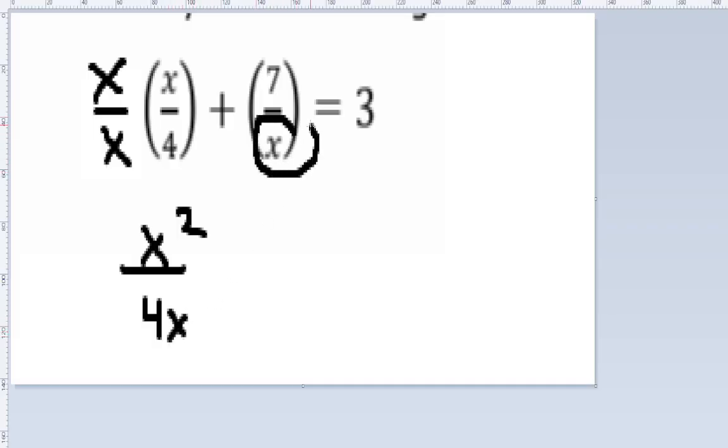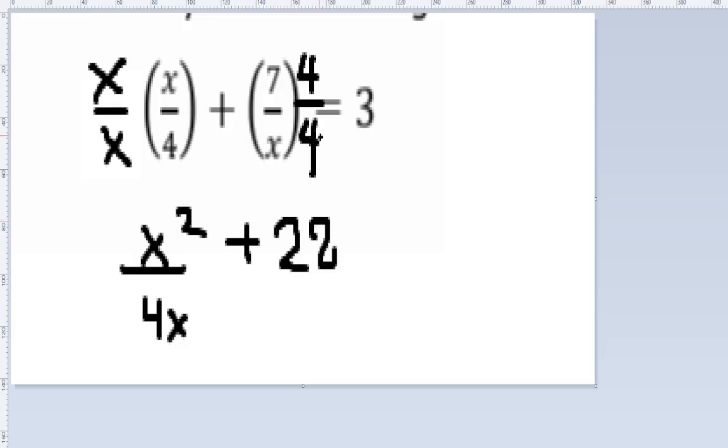What's missing in this one that's over here? Well, it's a 4. If I multiply the bottom by 4, I get 4x. But I'm not allowed to multiply just the bottom. I have to multiply the top by 4 as well. 4 times 7 is 28. 4 times x here is 4x. Note that this was another way of cross multiplying. X times x, x squared. 4 times 7, 28. 4 times x, 4x.